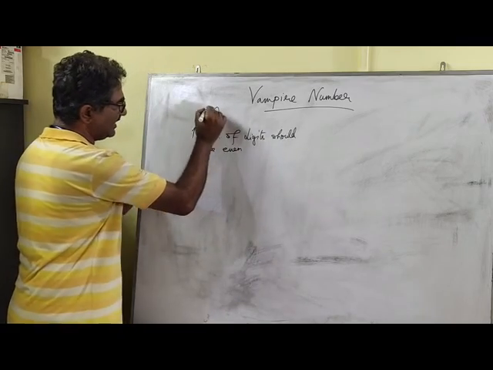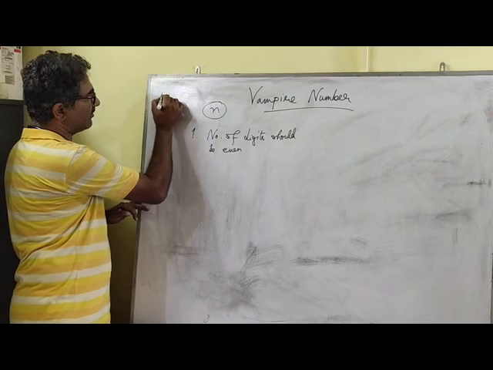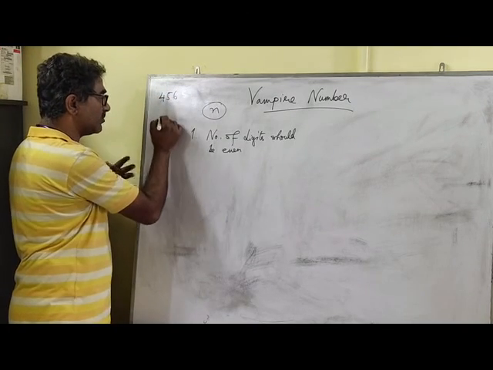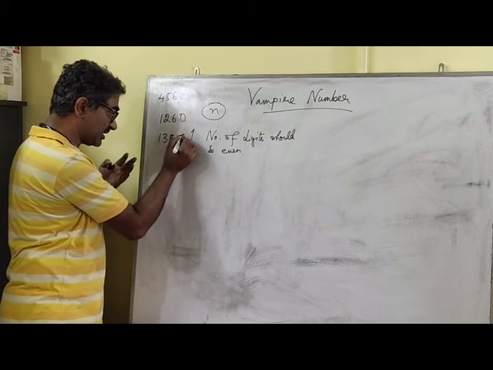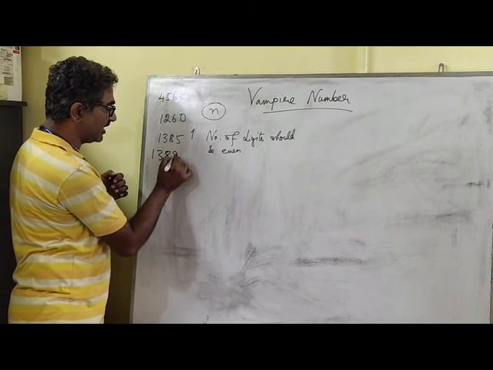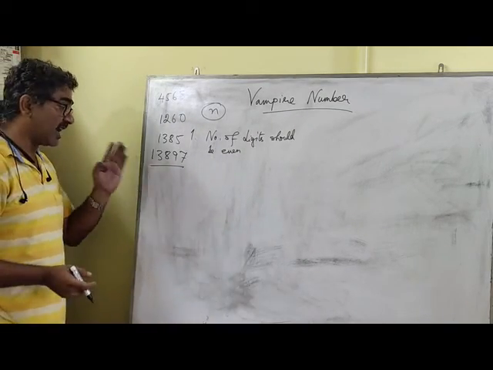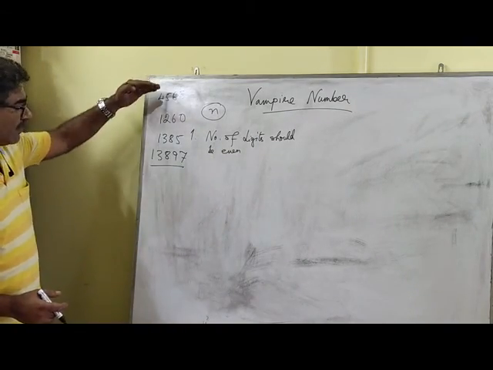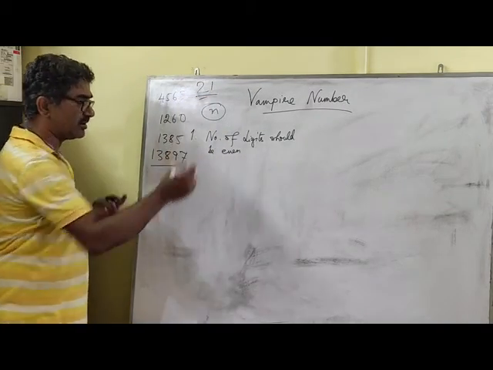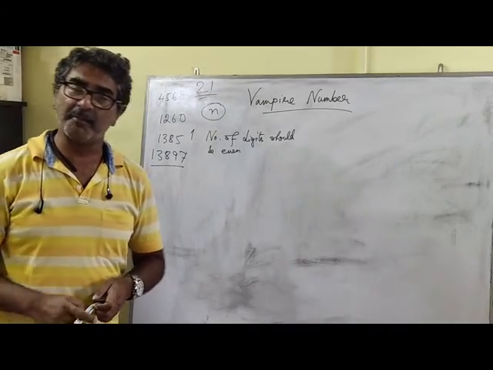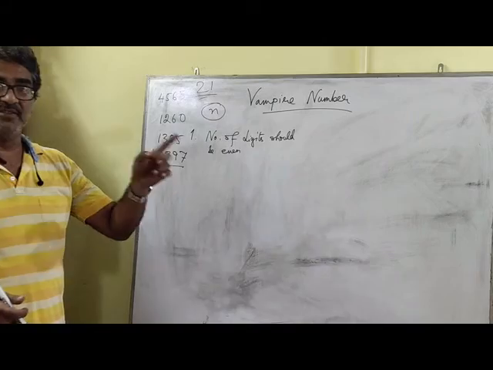So if n is the given number, it should have even number of digits. So suppose we have a number, say 4, 5, 6, 3. That means this is eligible. 1, 2, 6, 0. Yes, even this is eligible. 1, 3, 8, 5. Even this is eligible. 1, 3, 8, 9, 7. Now this is not eligible because it has odd number of digits, that is, it has 5 digits. So only numbers which have even number of digits, even 21, so it has even number of digits, so even this is eligible to become a vampire number. So that's the first criteria, that the number should have even number of digits.